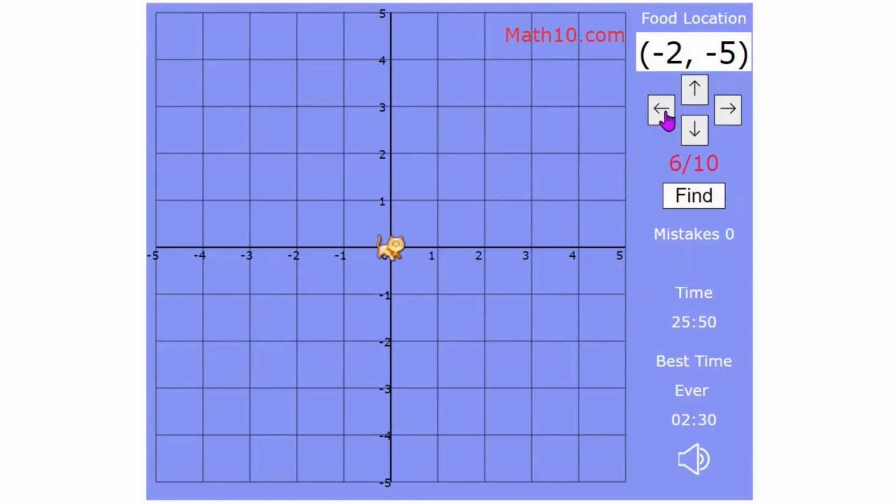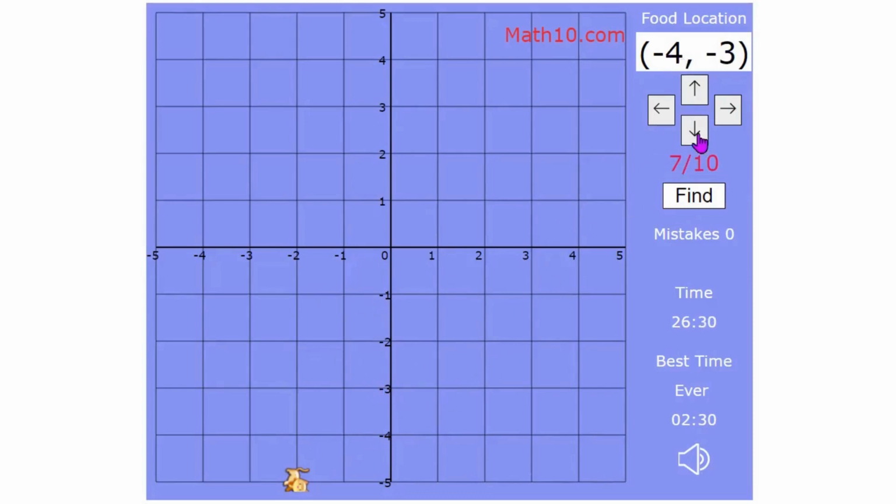That's negative, so we'll use the arrow left. And then the y coordinate is -5, so we are going to move downwards. We use the arrow down, 5 counts. 1, 2, 3, 4, 5. Let's see if this is where the food location is. Click find. And if the smiley comes out, then you have the answer correctly. Yes, very good. Congratulations.